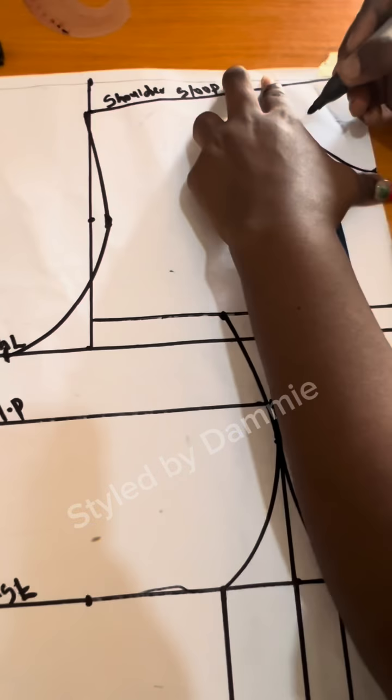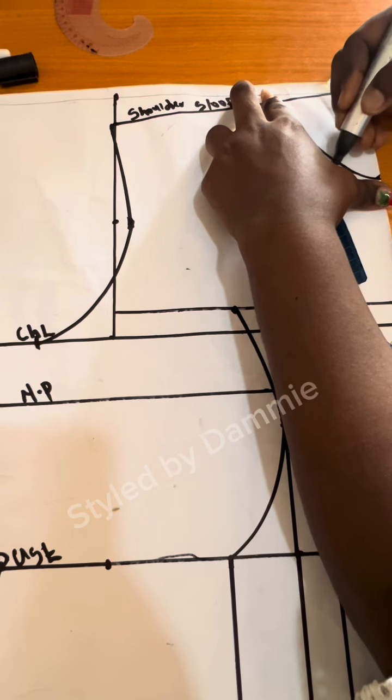I'll curve it like this. So this will be my, oh, it's not curved well. I'll curve it like that.